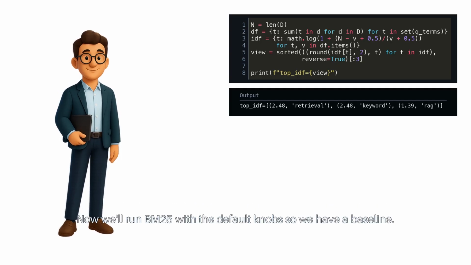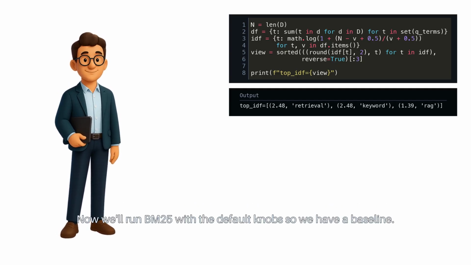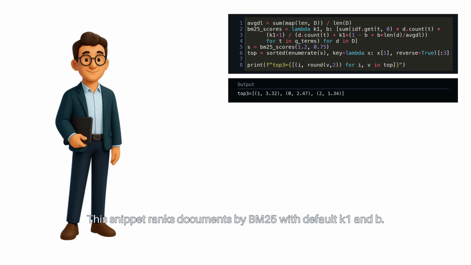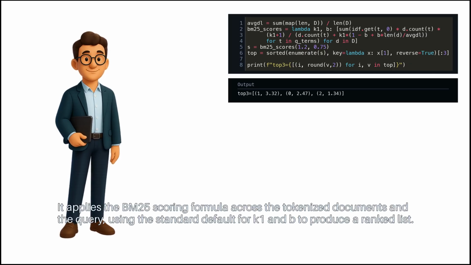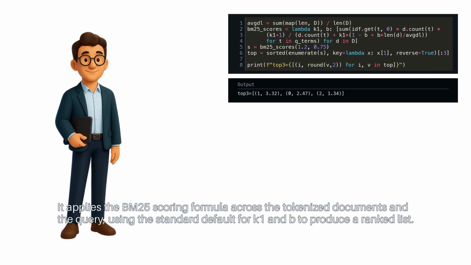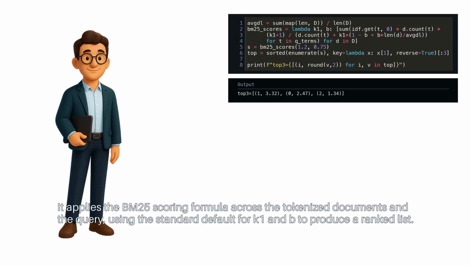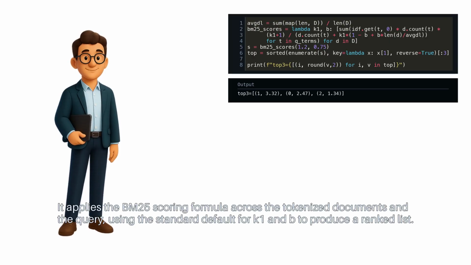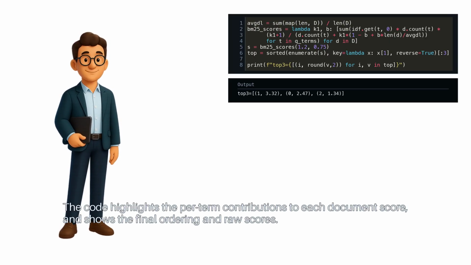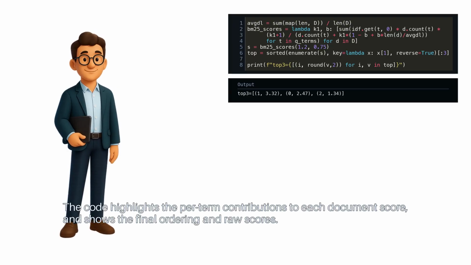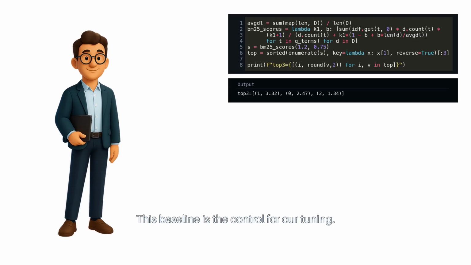Now we'll run BM25 with the default knobs so we have a baseline. This snippet ranks documents by BM25 with default K1 and B. It applies the BM25 scoring formula across the tokenized documents and the query, using the standard default for K1 and B to produce a ranked list. The code highlights the per-term contributions to each document score and shows the final ordering and raw scores. This baseline is the control for our tuning.